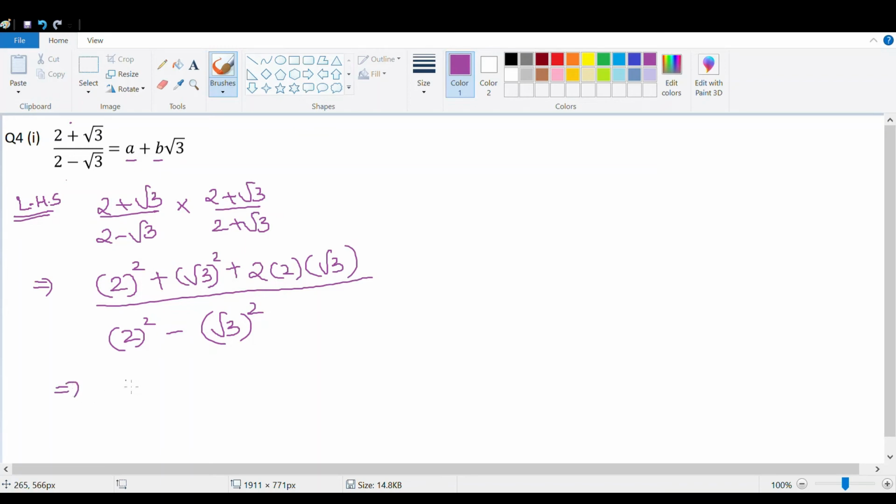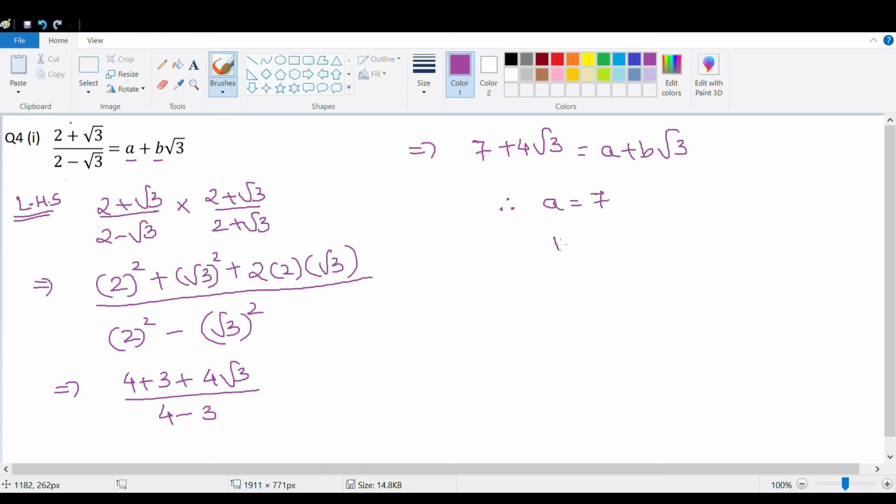This gives me (4 plus 3 plus 4 root 3) upon (4 minus 3), which means (7 plus 4 root 3) upon 1. And since this is given equal to a plus b root 3, therefore we get a is equal to 7 and b is equal to 4. So we rationalize the left hand side and then we compared the value of a and b, and that's how we got the answer. Let's look at the next question.